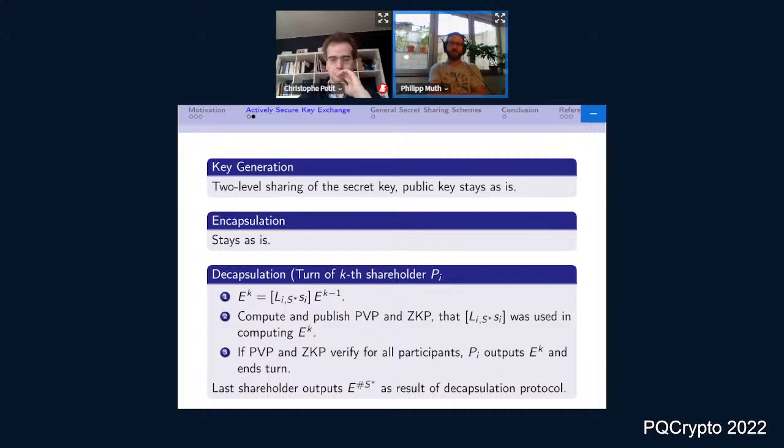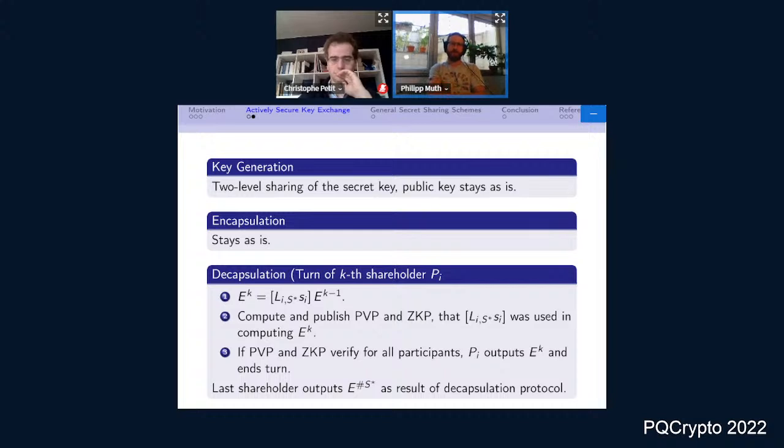If all other shareholders participating in the decapsulation agree that PI behaved honestly, then PI ends his turn. Otherwise, the protocol is restarted, but PI is excluded from future runs. The last shareholder eventually outputs the result of the decapsulation. Our key exchange mechanism has the following qualities.